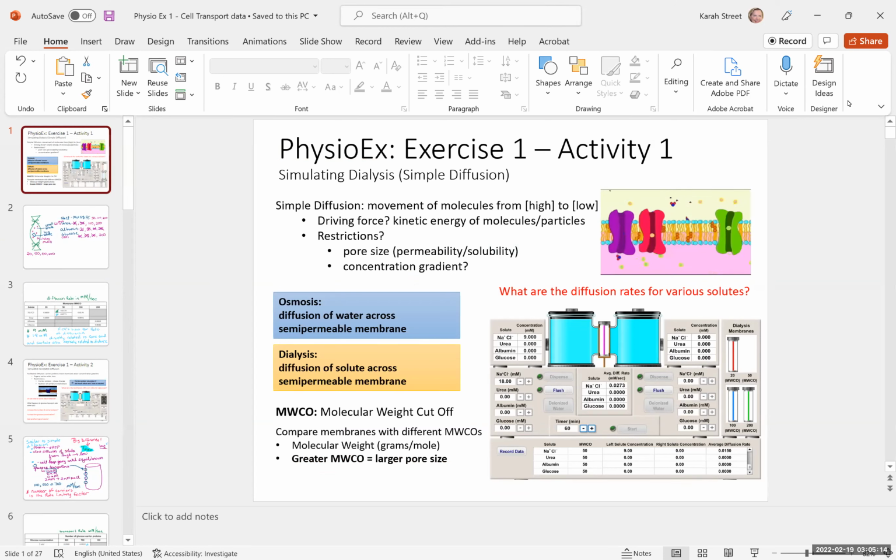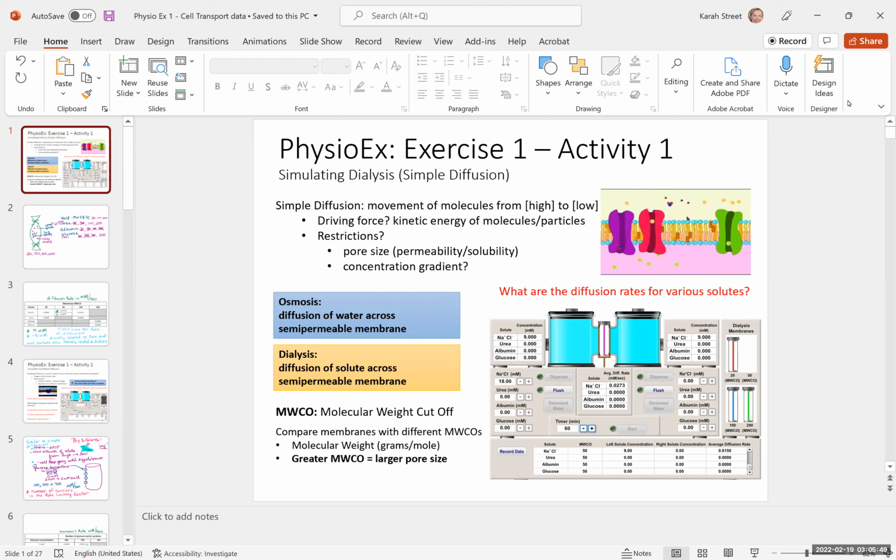The first activity, activity 1, we were simulating dialysis. This was supposed to show us simple diffusion. If you look at the video playing in your top right corner, you're seeing solutes moving across a cell membrane through channels. These channels are not gated. They allow permeability for specific solutes. We were trying to simulate the same type of thing that we see in a living biological membrane.